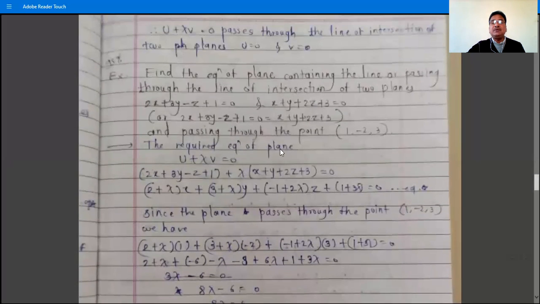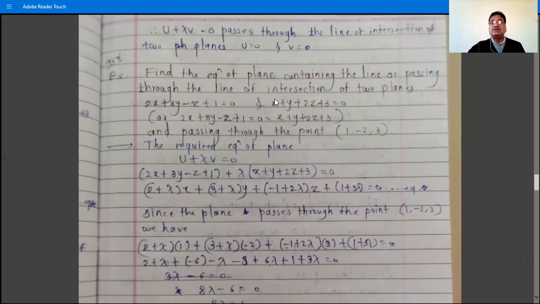So the required equation of plane is u plus lambda v is equal to 0. This is the formula to obtain the equation of plane containing the line or passing through the line of intersection of these two planes. What is u? U is the first plane, that is 2x plus 3y minus z plus 1, and plus lambda, another plane, x plus y plus 2z plus 3 is equal to 0.